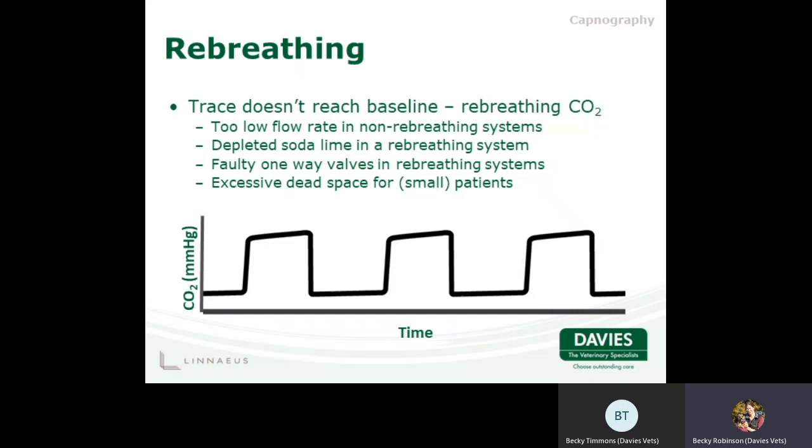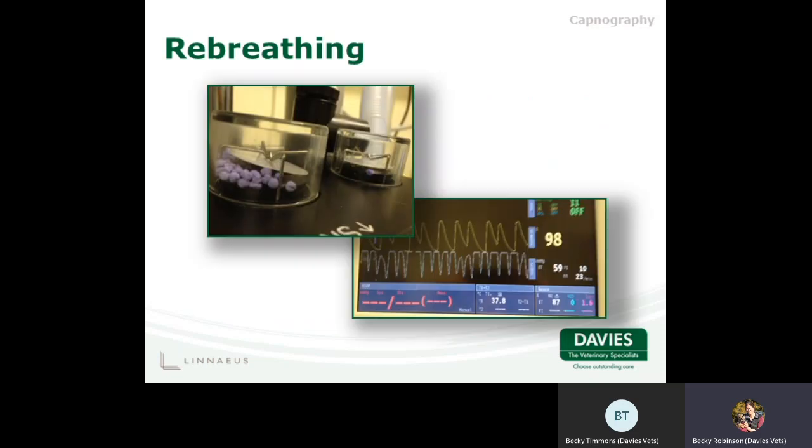So with our non-rebreathing systems, such as T-piece, a Bain or parallel Lack, then this is indicative of having too low of a fresh gas flow rate. Whereas if we're using a rebreathing system, then we may have depleted soda lime or faulty one-way valves, so we no longer have the unidirectional flow of gas. And we can see that in this picture here.